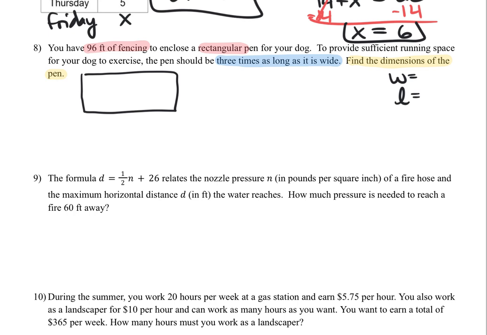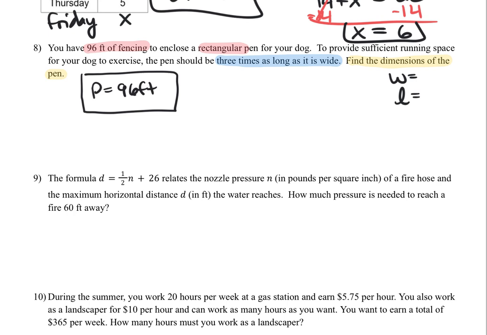So I have my rectangular pen drawn. They also tell me I have 96 feet of fencing. Remember, fencing just goes around the perimeter, okay? So we could write perimeter, or you could write P equals 96 feet. Do you guys remember working with perimeter in the past? Okay, so perimeter and area usually go hand in hand. Perimeter is the fence part, just the outside of it. So you usually just add up all the sides, and that's your perimeter.